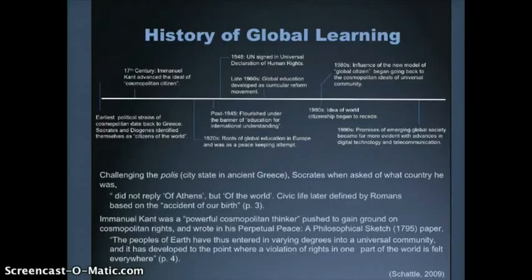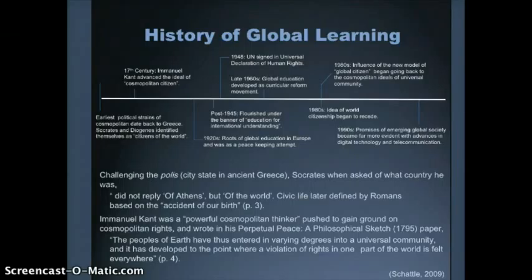When we hit the 1980s, we see a very large influx here. The influence of the new model of global citizen began going back to the cosmopolitan ideas of universal community, whereby we're all part of a globalized community. Additionally, the idea of world citizenship began to recede. So rather than being a world citizen, we were global citizens.